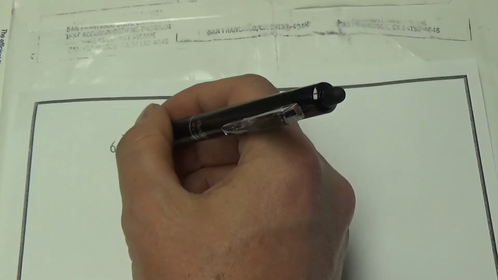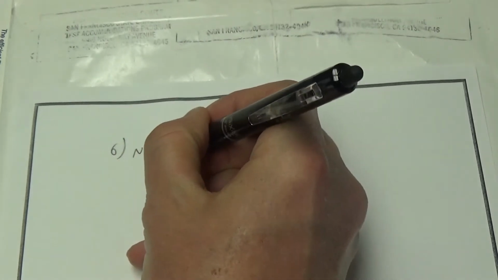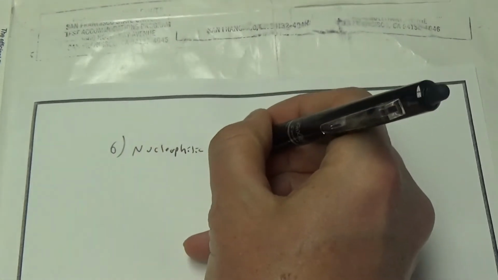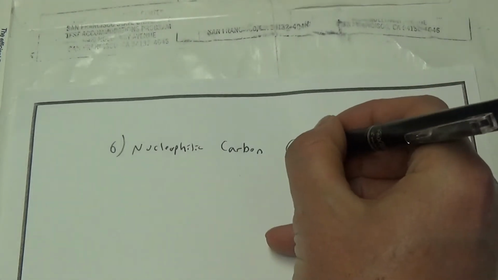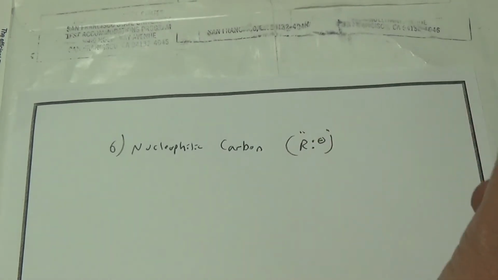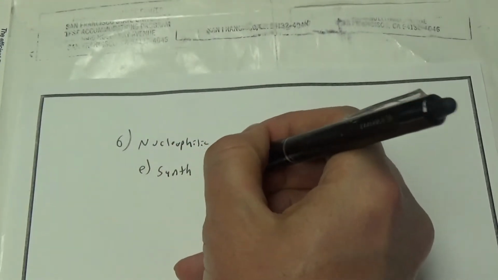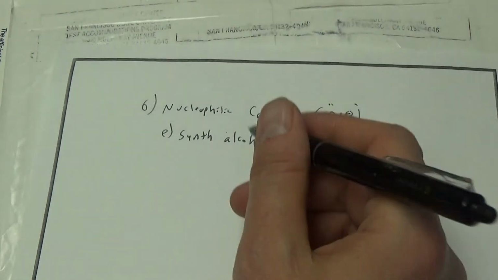Alright, so moving onward. We're on topic number 6, nucleophilic carbon. We could abbreviate all of that as just R in quotes. We're talking about the synthesis of alcohols by nucleophilic carbon, and we'll just show a couple more examples of this.